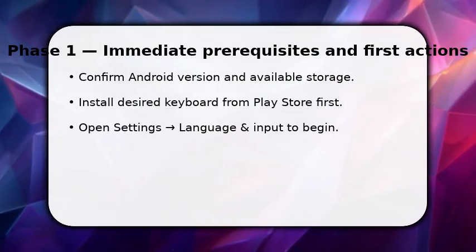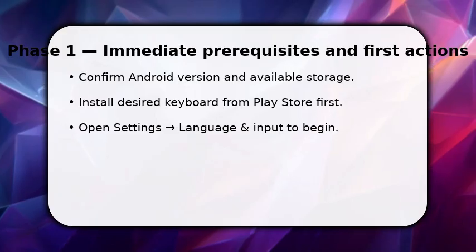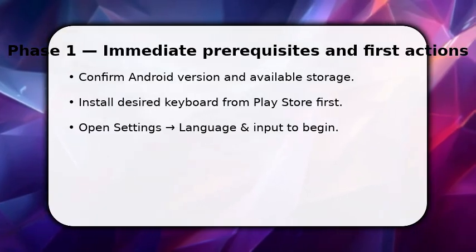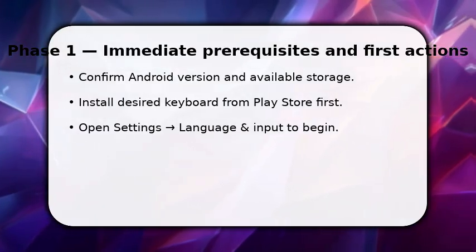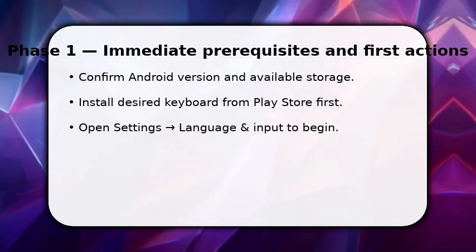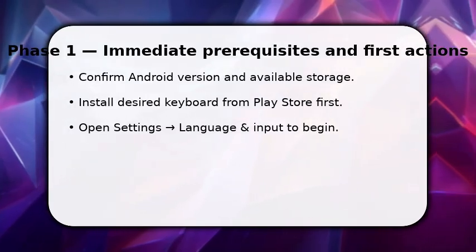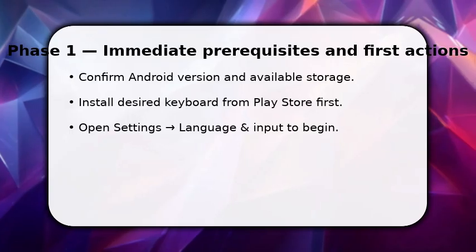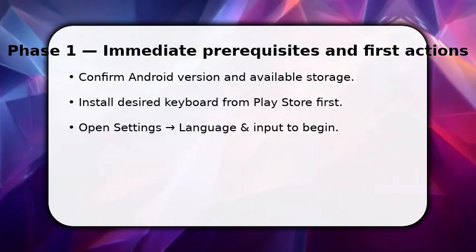You start by confirming two essentials. Your Samsung S7 Edge has enough storage, and the keyboard app is installed. This avoids mid-process failures. Once done, open Settings and go to Language and Input. You need to be in the right menu to change system input.